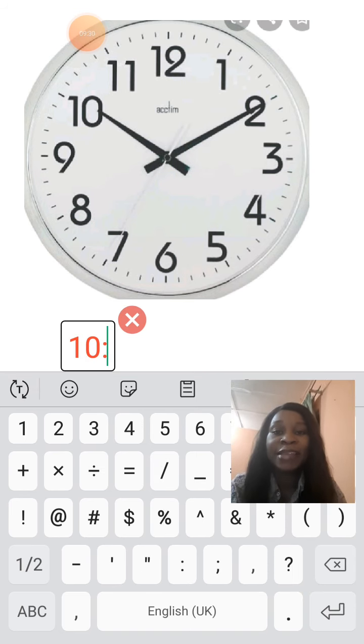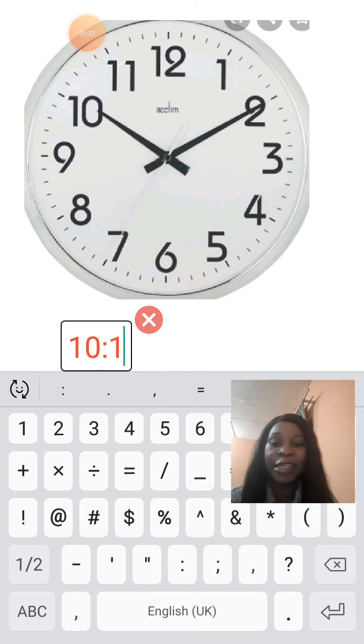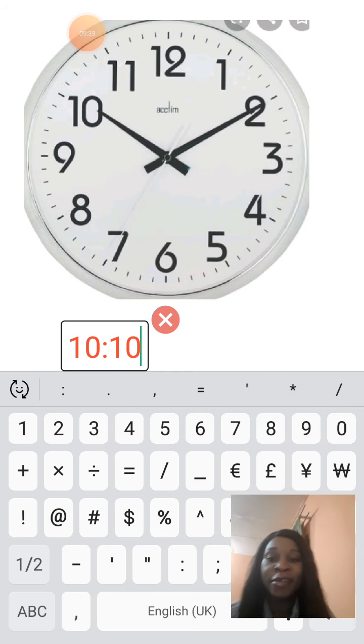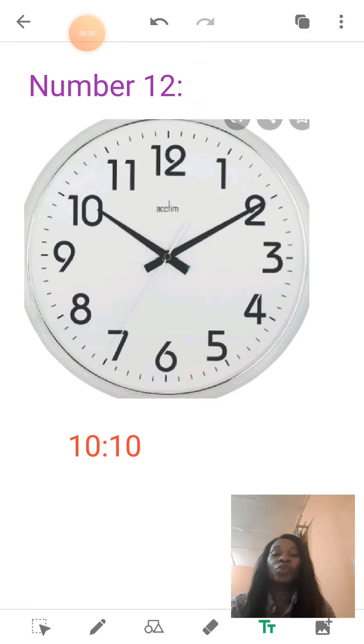We look at the minute hand. The minute hand is on 2. So I start counting from 1. So 5 plus 5, that's 5, 10. That gives me 10. That means the answer is 10:10. That is 10 minutes past 10. So if you're asked to interpret a clock this way, and they ask what's the time, the time is 10 minutes past 10.